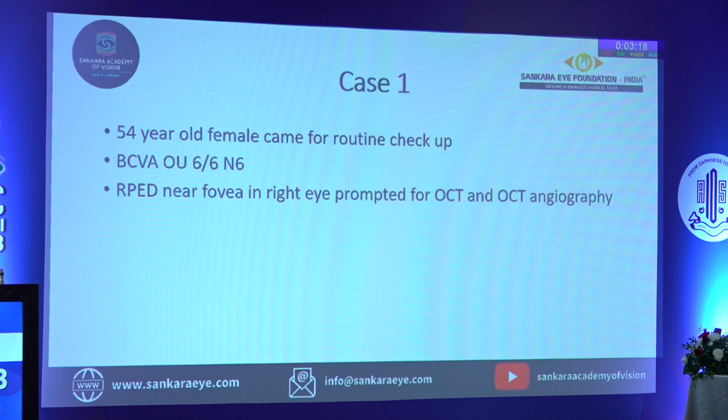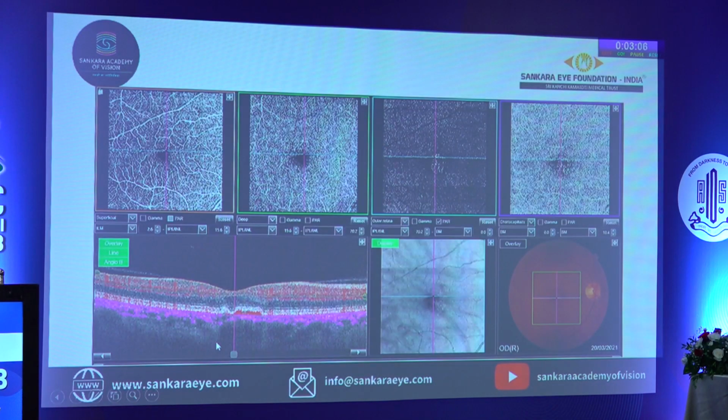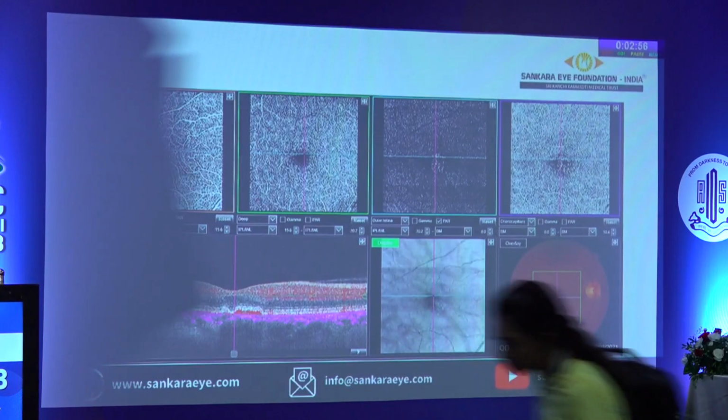There was a 54-year-old female who came for a routine checkup. BCVA was 6/6 in both eyes. There was an RPED near the fovea in the right eye, which prompted me to do OCT and OCT angiography. You can see the RPED in the right eye, and on OCT angiography you could see the flow signal in the B scan, and also a sub-RPE neovascularization on the outer retinal slab.